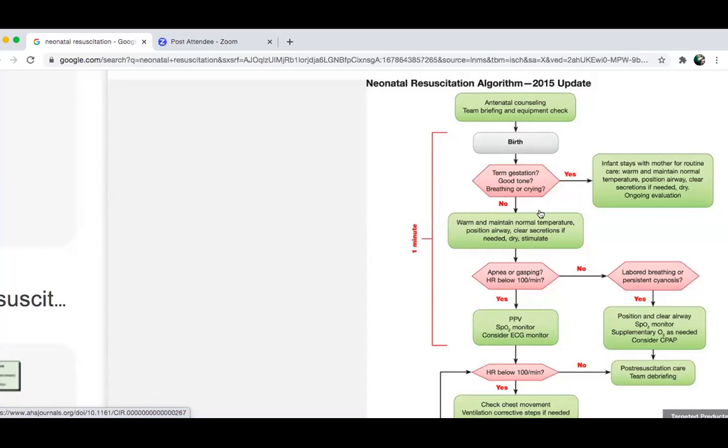So now from here, we are going to assess if the baby is having apnea or gasping, or heart rate is below 100. Now this is kind of a problem. If apnea and gasping is not happening, then it's okay. It is like labored breathing, maybe persistent cyanosis. You will eventually put some positive pressure ventilation, give a little bit of oxygen, and the baby will recover. But if the baby is having apnea along with heart rate below 100, this heart rate below 100 is very important. Apnea can be present, but later on if you give oxygen, maybe it could recover. But having heart rate below 100 is kind of dangerous.